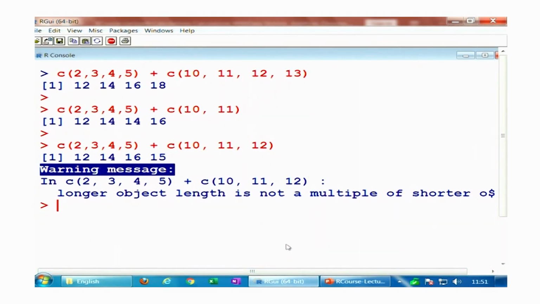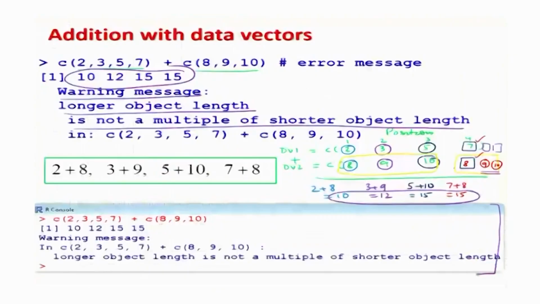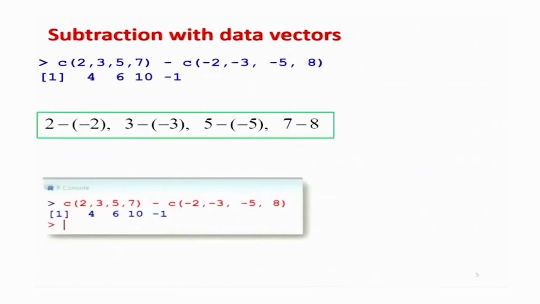Right. So, this is what is happening. This is the way in which the R software actually works, and it does the calculation. So, I hope I have explained in detail how this addition is happening. Now, the same thing will happen with other operations. So, now it will not be difficult for you to understand them very easily.